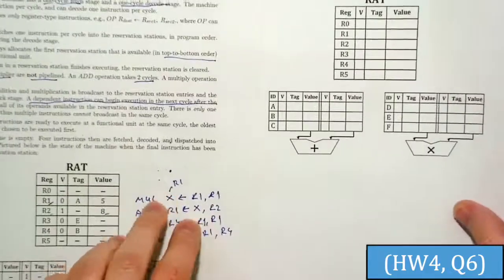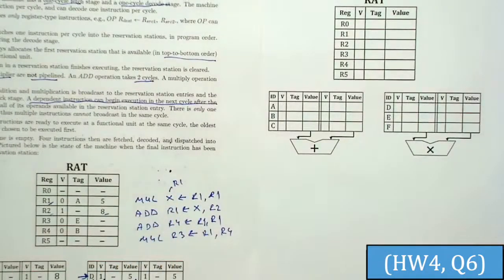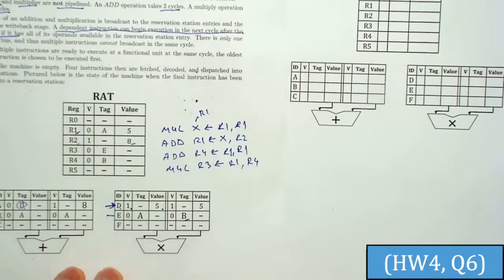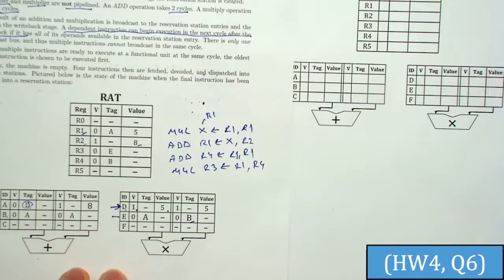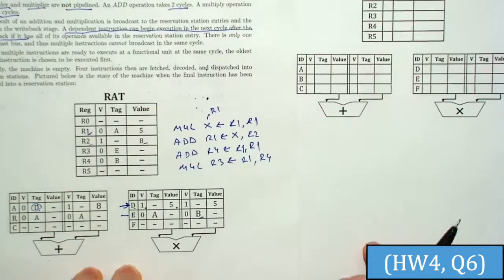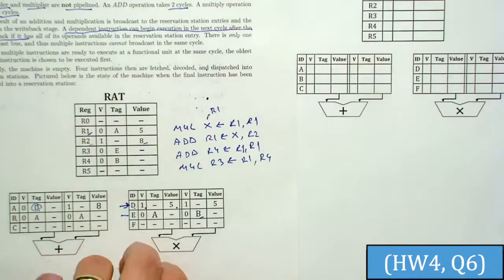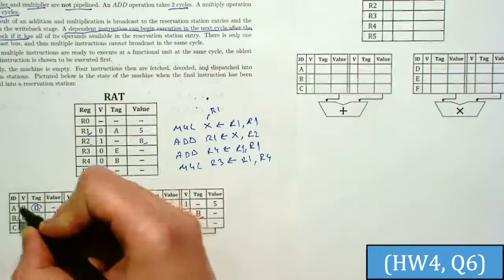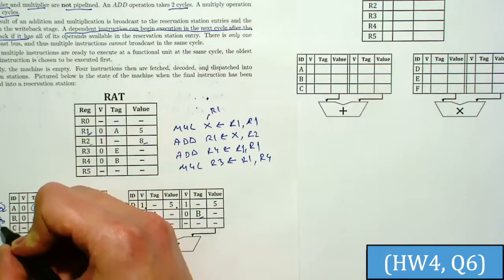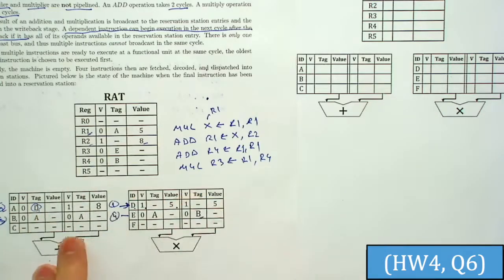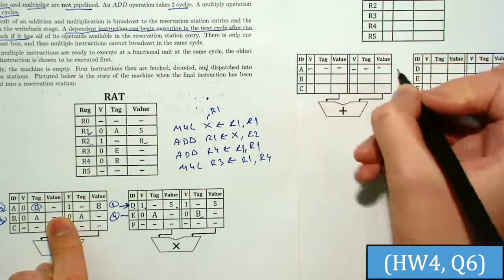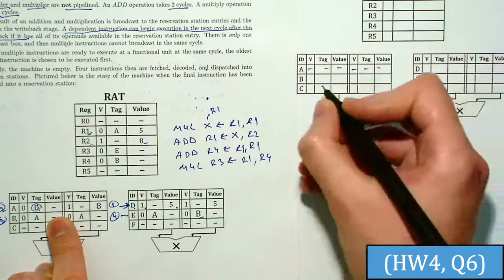Let me see if I can put this side by side. I hope you can see it. Okay, at least you can see the first part. Okay, so we know that this was the first instruction, this is the second, this is the third, and this is the last instruction. So this is finished, so I'll just put dashes here at the end of cycle 12.